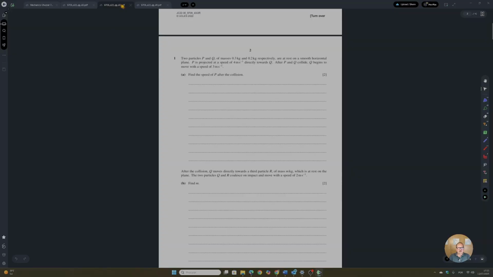Then after the collision, Q moves directly towards a third particle R of mass m kilograms, which is at rest on the plane. The two particles Q and R coalesce on impact and move with a speed of 2 meters per second. Find m.